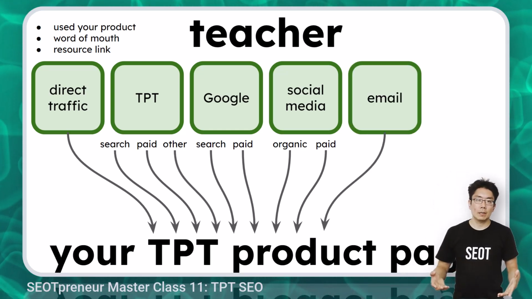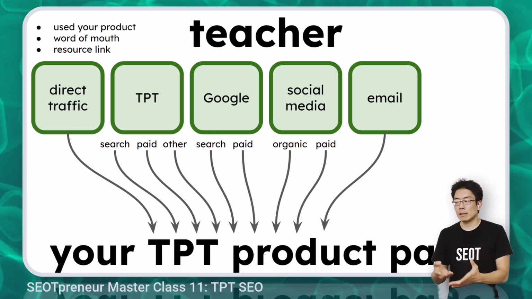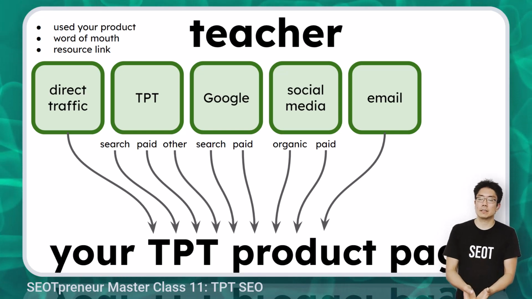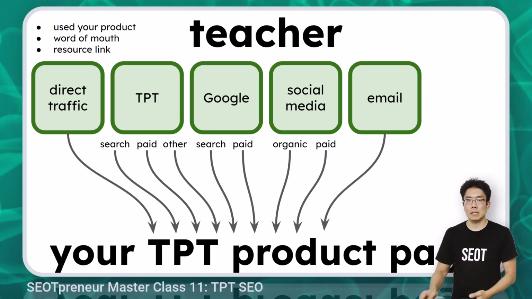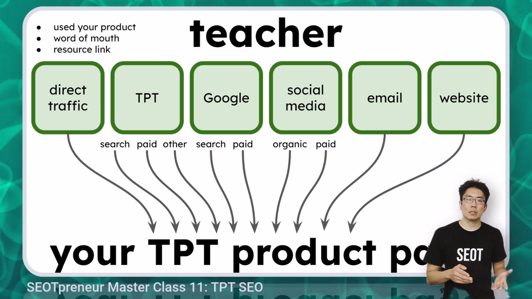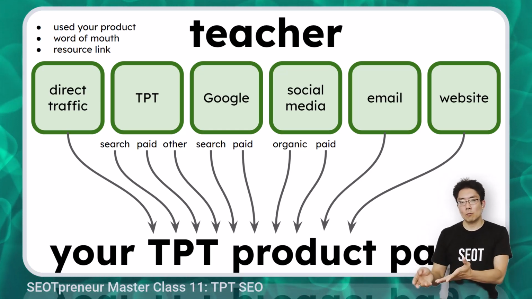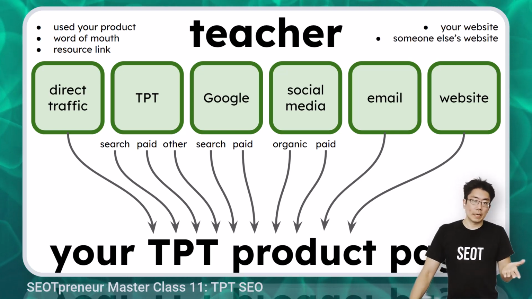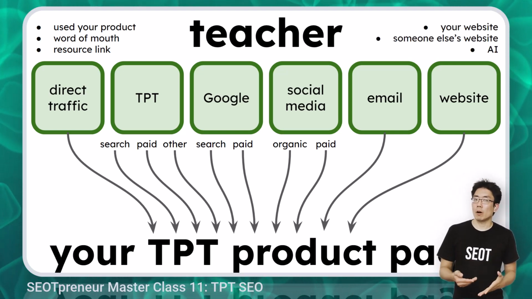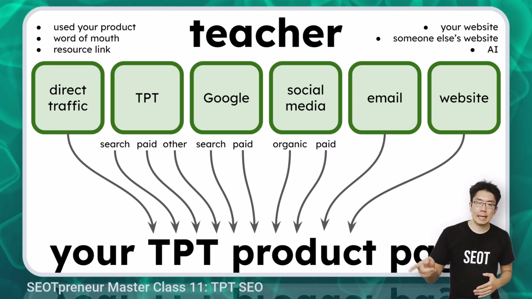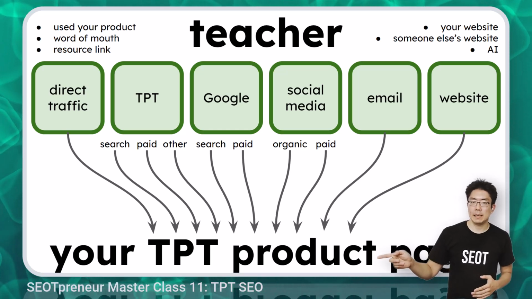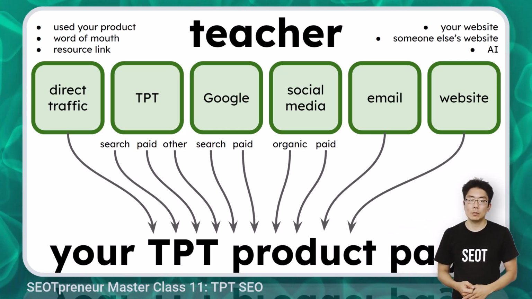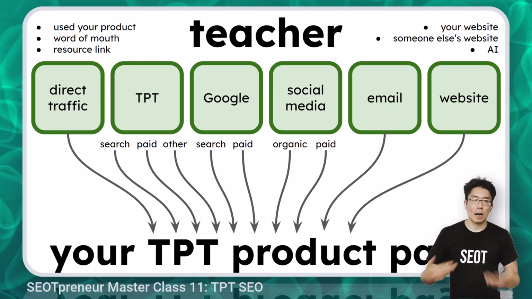Maybe you have an email list and you're sending traffic directly and the teacher is subscribed to your email list and they click a link in the email to go to your TPT product page. Or maybe the teacher goes to a website and then from that website, they click a link and they go to your product page. It might be your website. It could be someone else's website, or it could be through artificial intelligence. And I put AI here, but really Search GPT and Search AI should be its own. So your teacher might find your product page one day through Chat GPT or other AI programs.